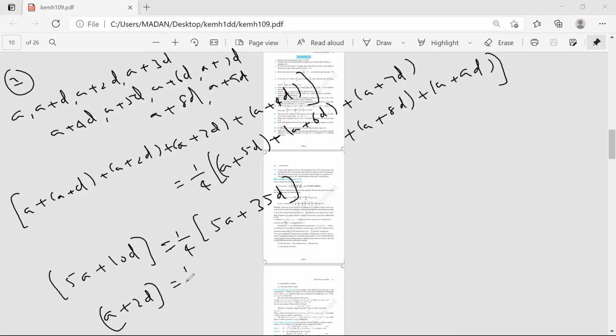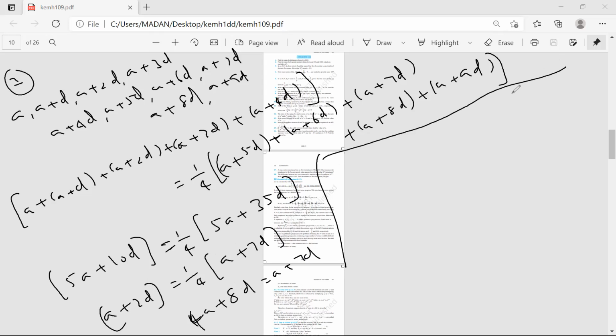A plus 2D is equal to 1/4 of A plus 7D. So 4A plus 8D equals A plus 7D. 3A is equal to minus D. Finally, we got 3A is equal to minus D. What is the question telling? A, the first term, is 2, so D becomes minus 6.